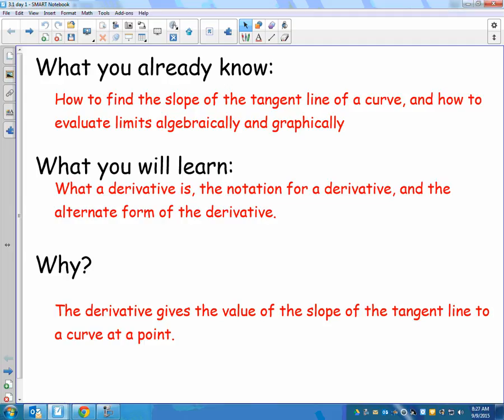Today we're going to talk about a big calculus word. Derivative. You've been finding the derivative when you find the slope of a curve or when you find the slope of the tangent line. We just haven't been calling it a derivative. And so today, instead of having to say, let's do that limit thing, we can say, let's do the derivative.